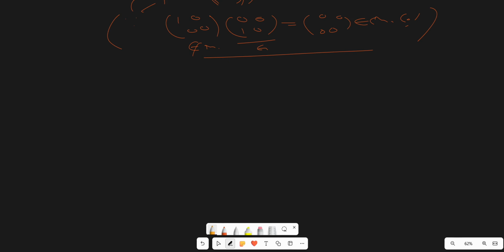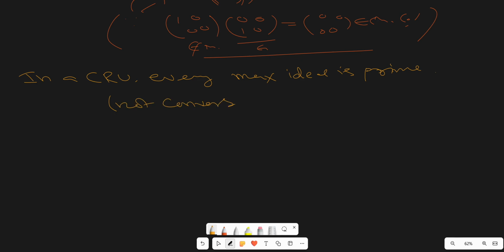I am writing one statement here. In a commutative ring with unity, every maximal ideal is prime. But not conversely. Why? Conversely, because 0 is a prime ideal in Z, and this ideal generated by x is contained in Zx. So in a commutative ring with unity, every maximal ideal is a prime ideal.